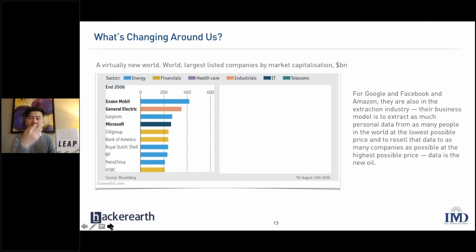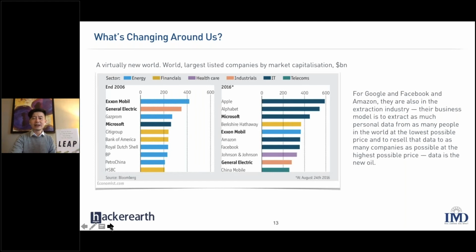On your left-hand side, it shows you around 12 years ago, the world's most valuable companies. You have ExxonMobil, General Electric, Gazprom, Microsoft, Citigroup, Bank of America, Royal Dutch Shell, BP, PetroChina, HSBC. These are the world's most valuable companies on the face of the planet. 10 years on, it turns out to be Apple, Google, Microsoft, Berkshire Hathaway, so that's Warren Buffett's investment company.